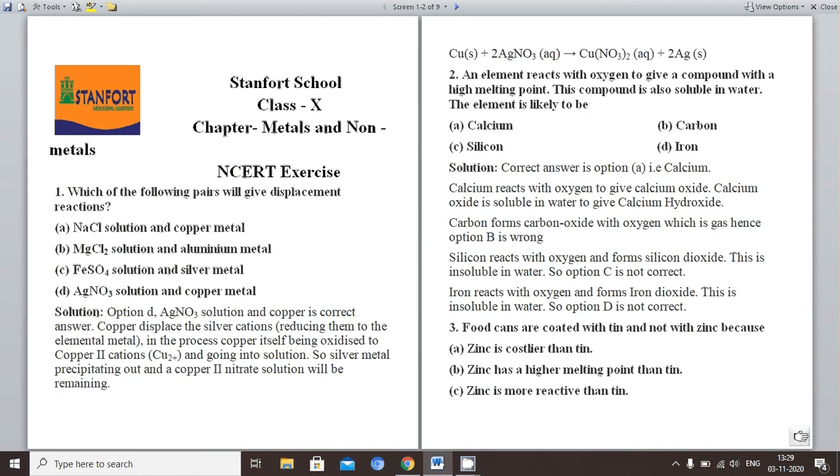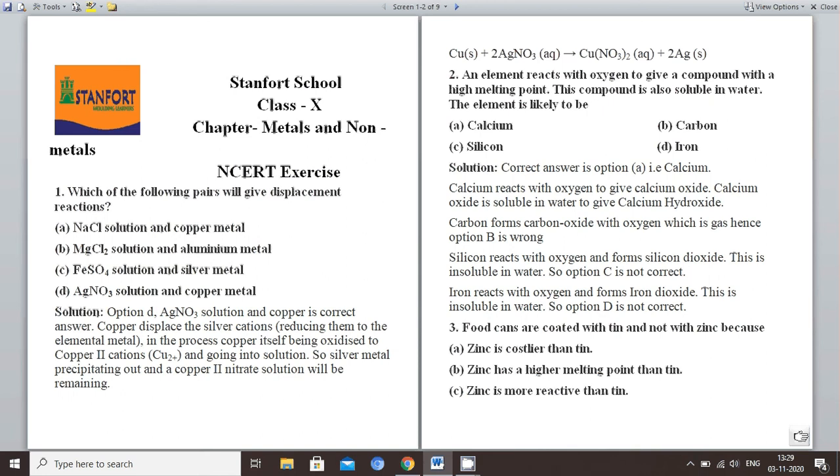Okay, now the very first question is, which of the following pairs will give displacement reaction? कौन सा pair displacement reaction देगा? First, you should know what a displacement reaction is. A displacement reaction is one in which a more reactive element displaces a less reactive element from its solution.